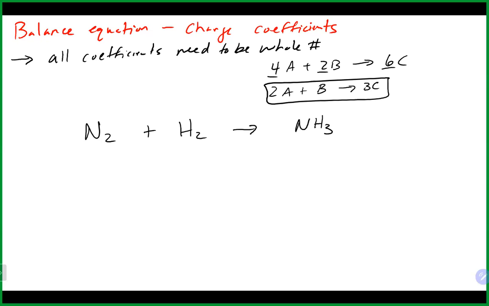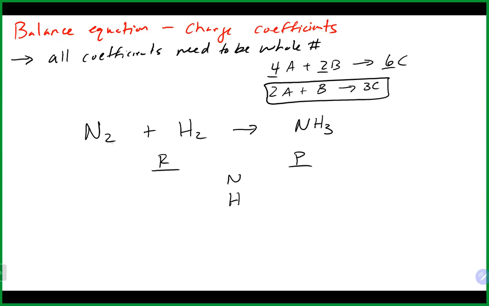So I personally am a big fan of tables. If you make a table and see what you've got going on, it helps direct where you should balance the equation. We have the reactant side on the left and the product side on the right, and we just have nitrogen and hydrogen as our elements involved. So we first want to take an accounting of what we've got going on.